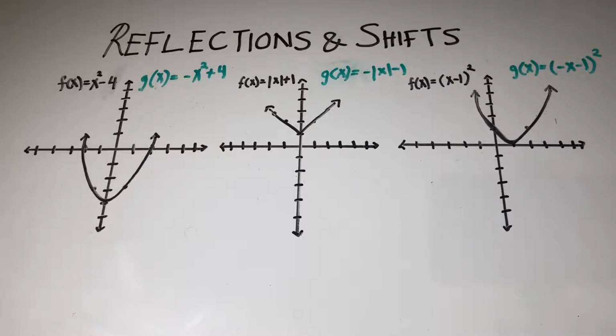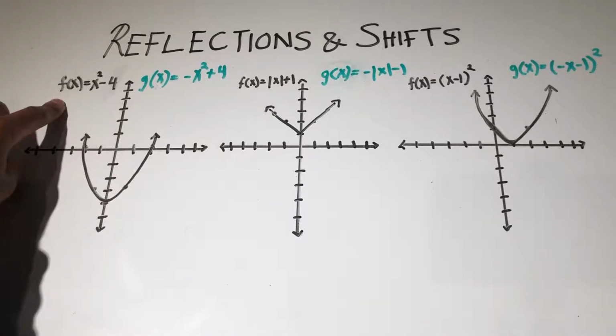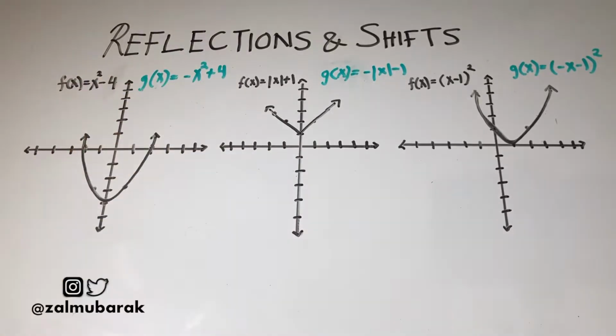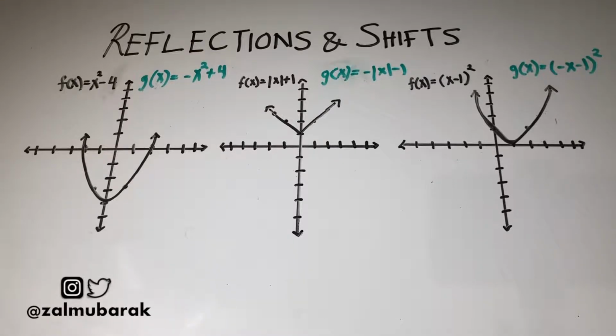Welcome back, everybody. In this video, we're going to look at a couple more examples of graph transformations involving reflections and shifts. I already went ahead and graphed the original equations, which are in black. In the first example, we have f of x is equal to x squared minus 4. We have f of x is equal to the absolute value of x plus 1. And then in the last example, we have f of x is equal to x minus 1 squared. So we're basically trying to figure out how to graph the equations written in green.